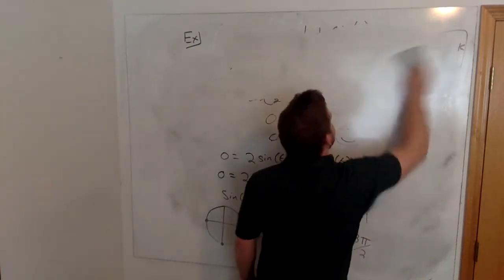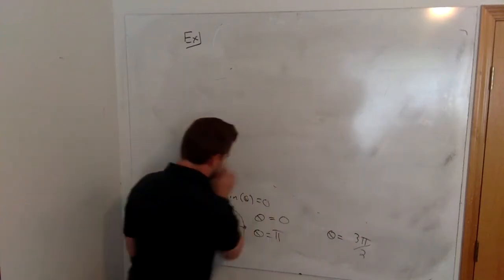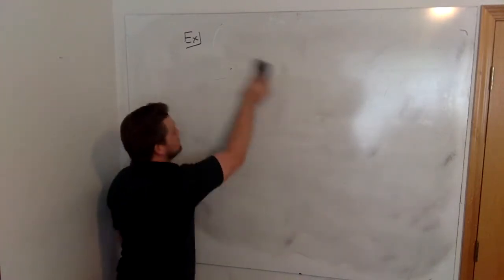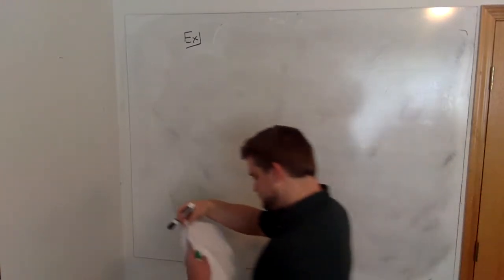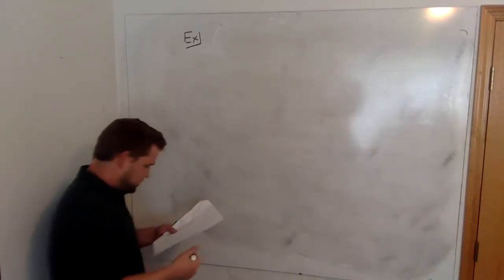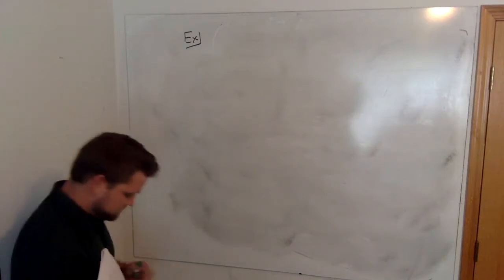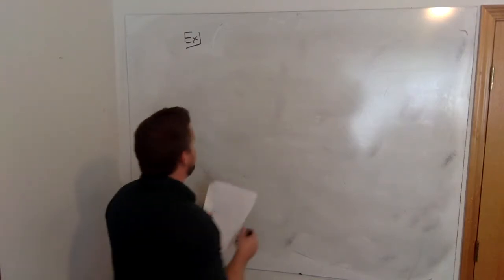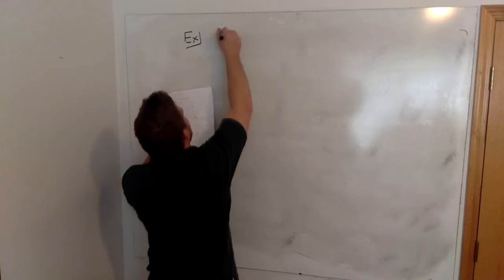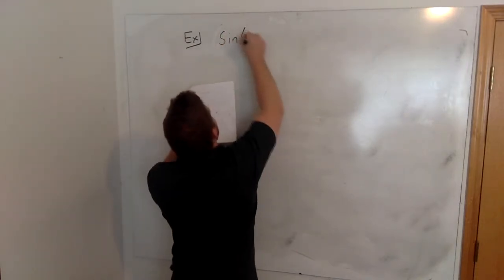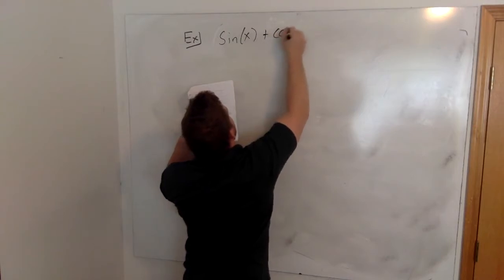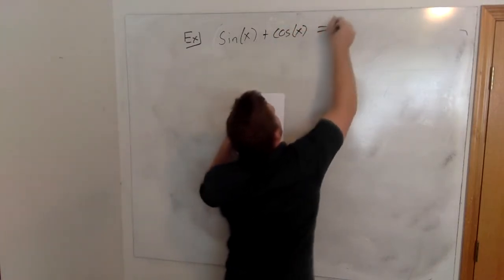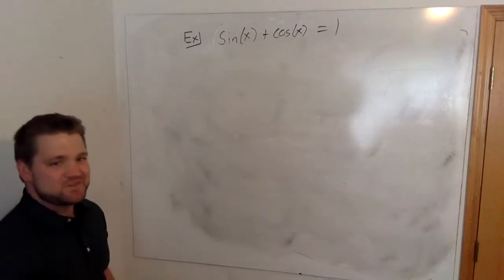Let's try another problem. See if we can grab a better black marker. How about you try the following? Let's try to solve, how about, sine of x plus cosine of x is equal to 1. Go ahead and pause the video and give this one here a shot.